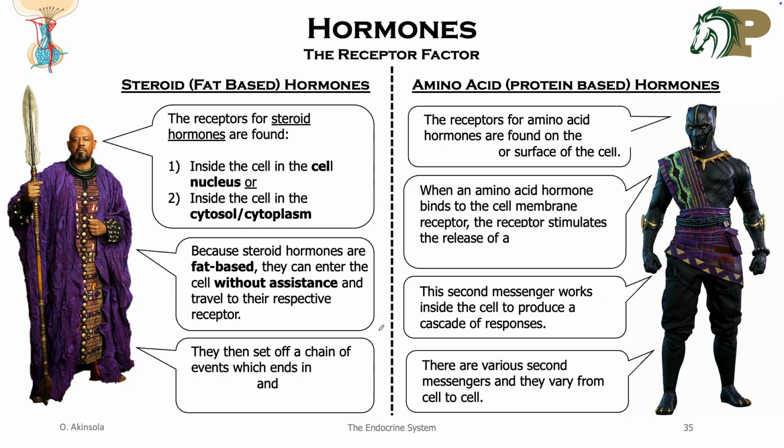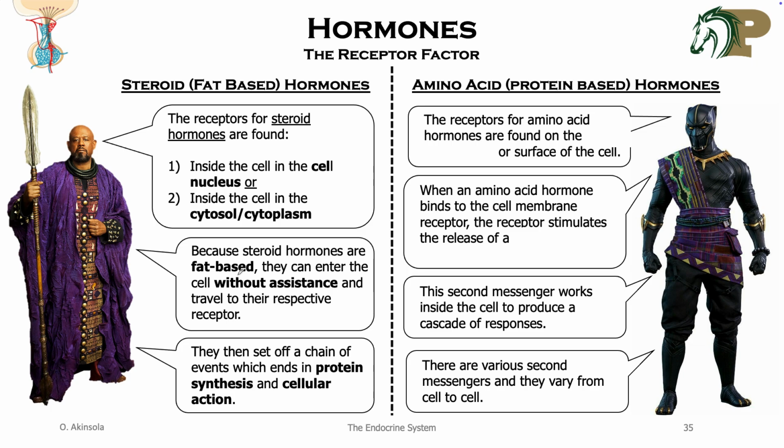Because steroid hormones are fat-based, they can enter the cell without assistance and travel to their respective receptor. Remember from last semester that cell membranes are composed of phospholipids, which is essentially fat. So because the steroid hormones are fat and the cell membrane is fat, the hormone can just walk right on in. Doesn't need any assistance to get to its respective receptor. They then set off a chain of events, which ends in protein synthesis and cellular action. So steroid hormones are pretty simple because they just enter the cell membrane and just do their thing.